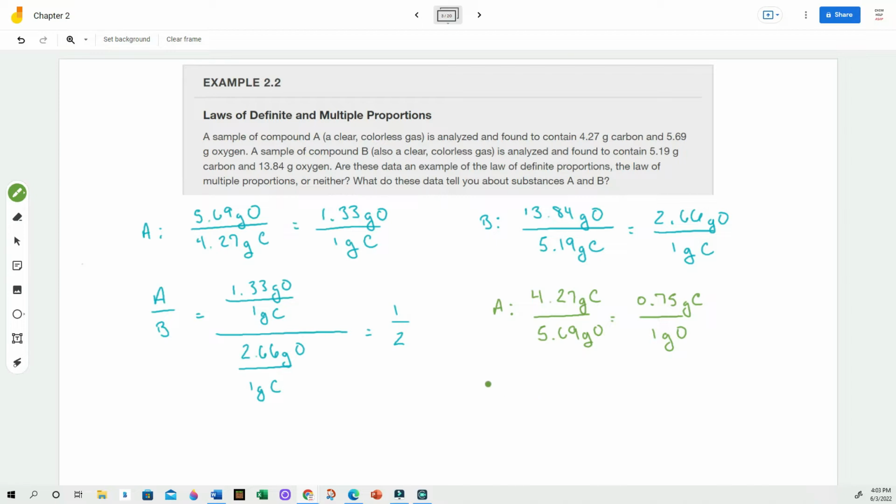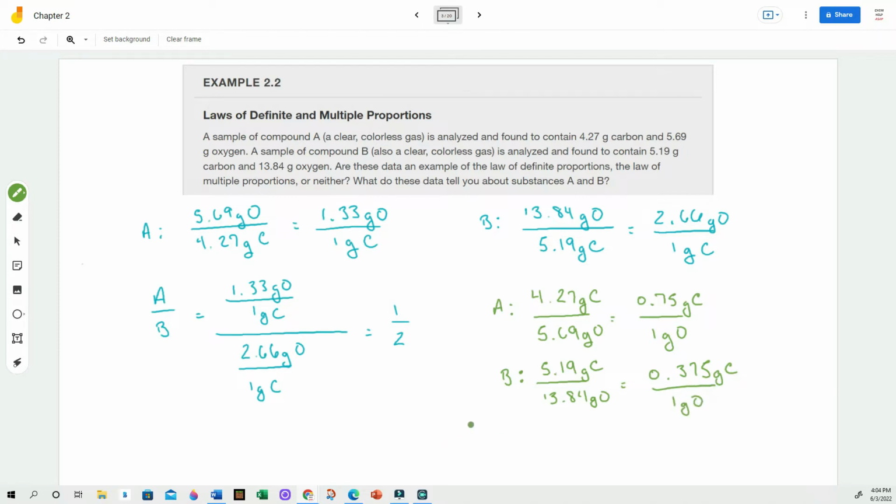And for compound B, this would be 5.19 grams carbon over 13.84 grams oxygen, and that reduces to 0.375 grams carbon over 1 gram oxygen.